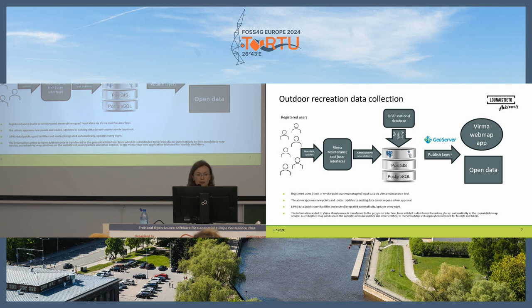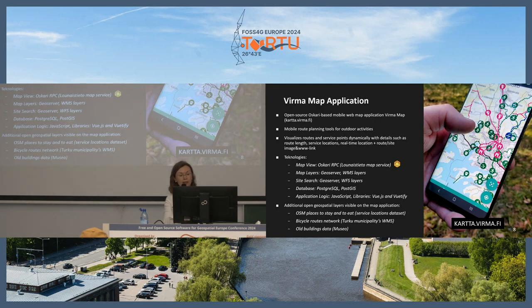And after that, information added to Virma maintenance is transferred to the geospatial interface, from which it is distributed to various places: automatically to the Lounaistieto map service, as embedded map windows on the websites of municipalities and other entities, and to the Virma map web application intended for tourists and hikers. And you can also use it as open data for your own needs.